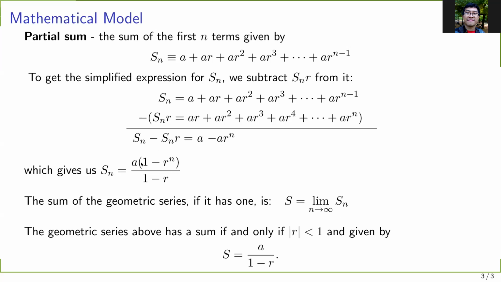Sn will just have a non-zero value or keep increasing as n goes to infinity.